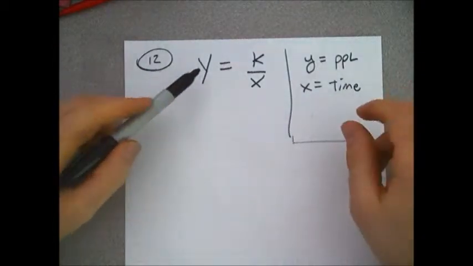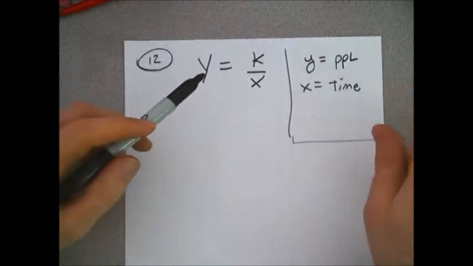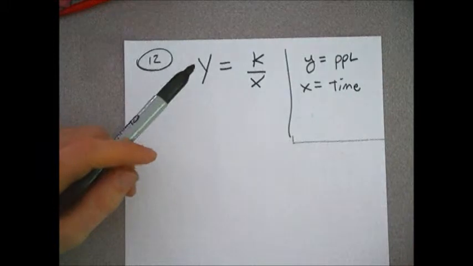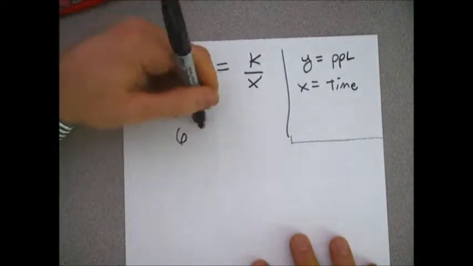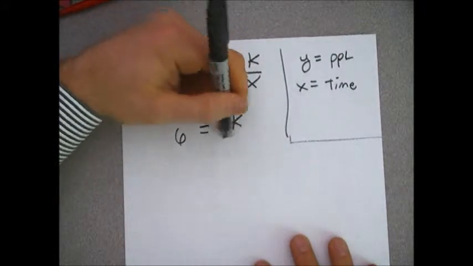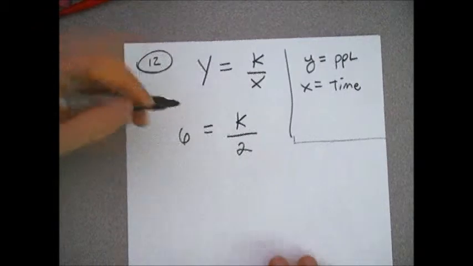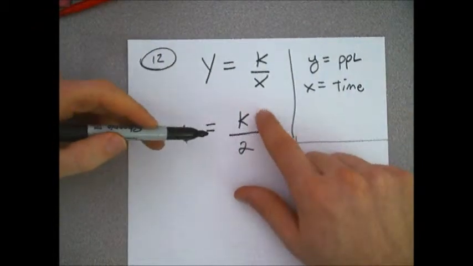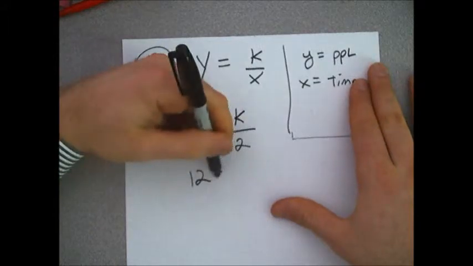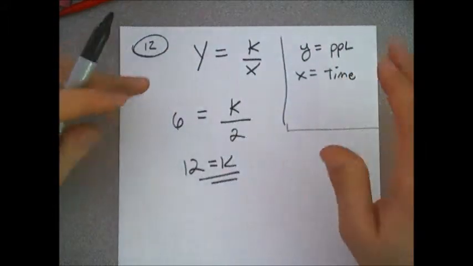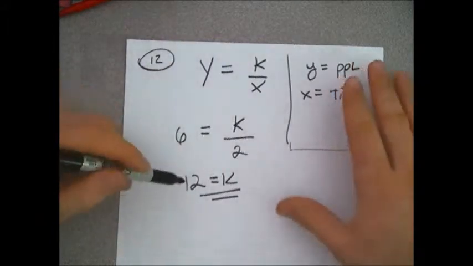So if I know that, what do I know? I'm sorry, I'm looking at the wrong one. Take 6 people. So if y is people, I plug in 6 for y is equal to k over... I don't know what k is, but how long did it take those 6 people to do whatever they were doing? 2 hours. And what do I want to solve for? K. How do I do that? Multiply both sides by 2, so k is equal to 12. Again, that's not the answer to my question, just like in the last one, but it's the piece I need to find out. So I'm going to take this k is equal to 12.